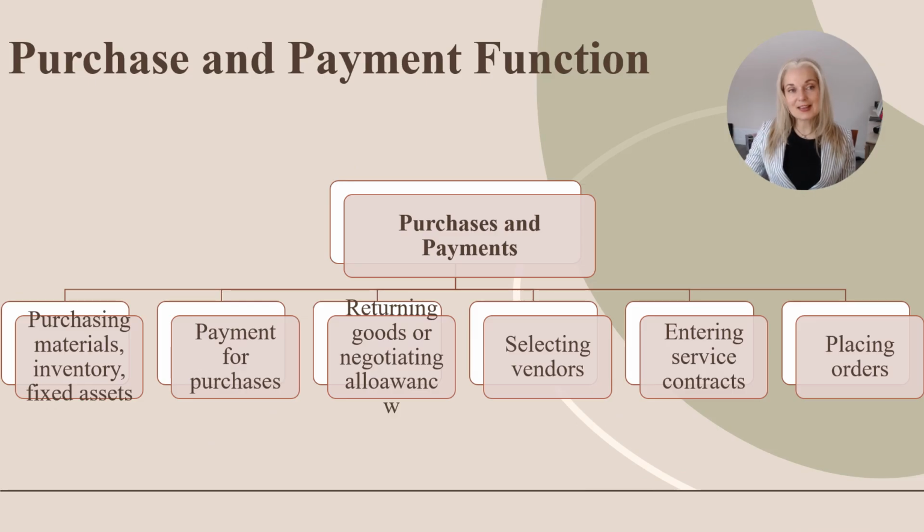Let's take a look at the purchase and payment function. This function is closely tied to accounting because the payment and purchase process shows up not only in our balance sheet accounts in the form of both assets and liabilities, but also on our income statement accounts as cost of goods sold or some expenses that we have. So let's look at the various components of this process.